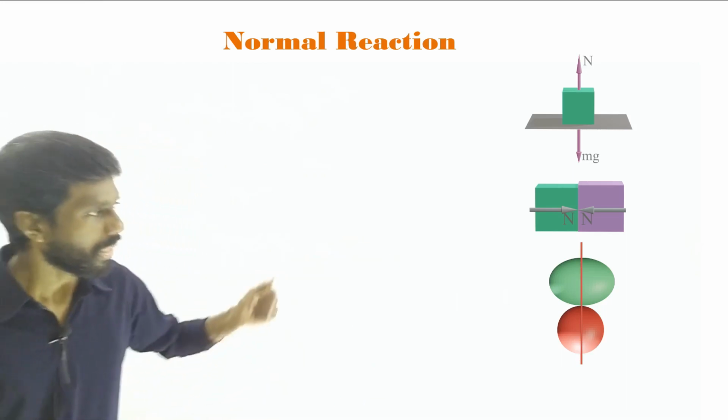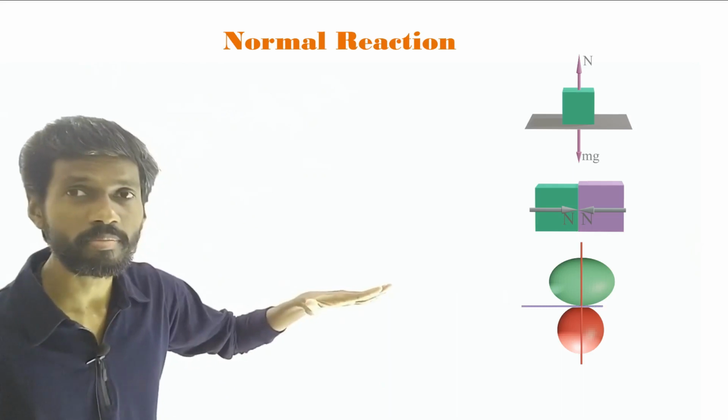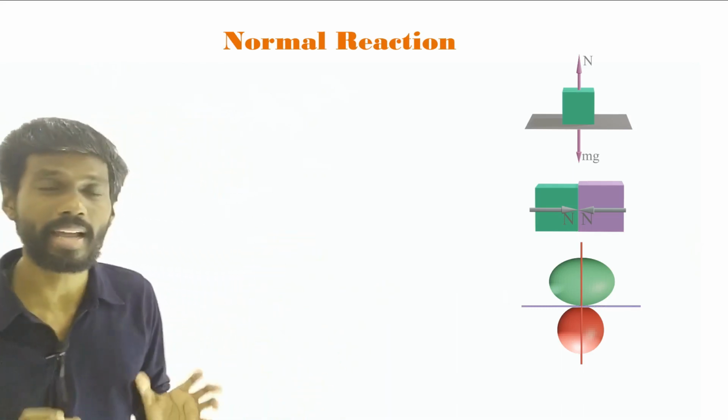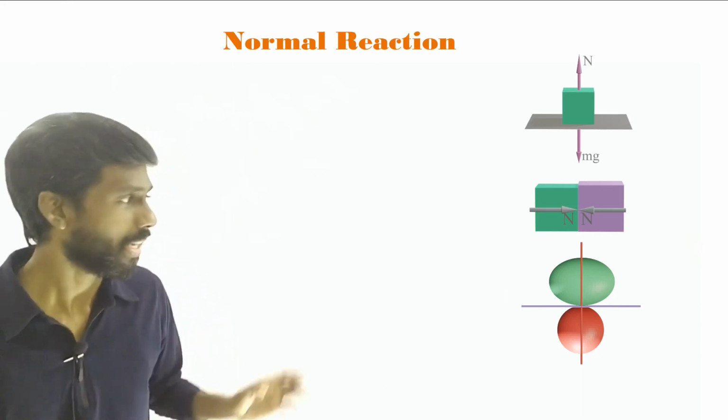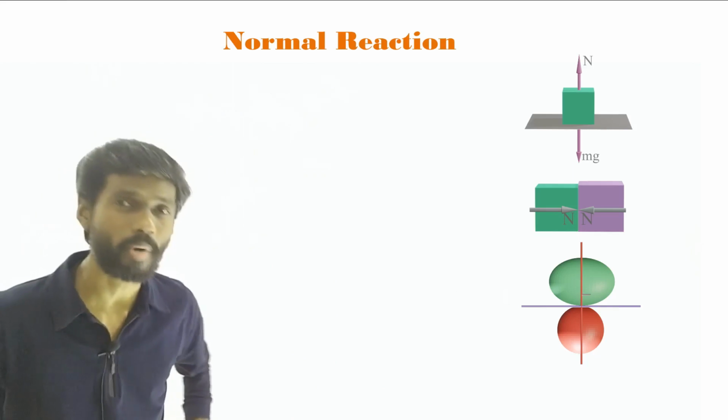Like this, you draw a tangent at that point of contact, and you draw a perpendicular line to the tangent at that point. That perpendicular line is called a normal. So our normal force is along the normal line, which means it is perpendicular to the tangent at that point.